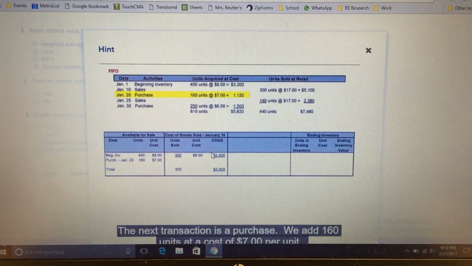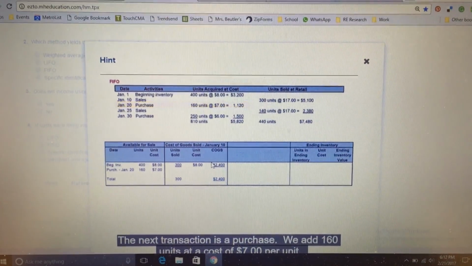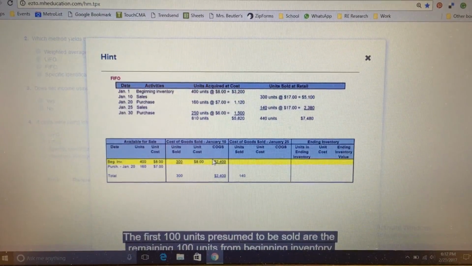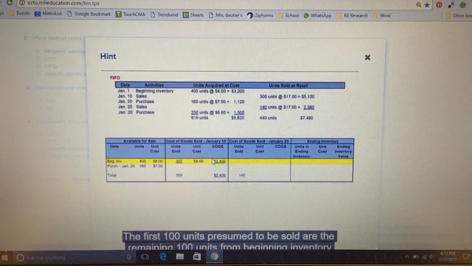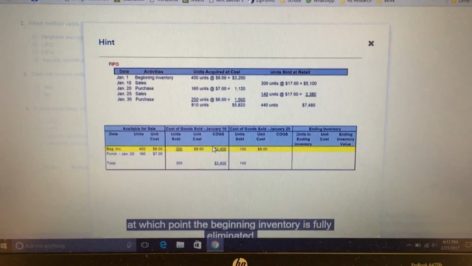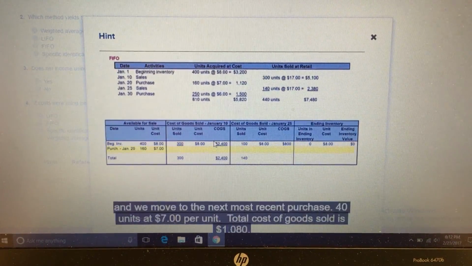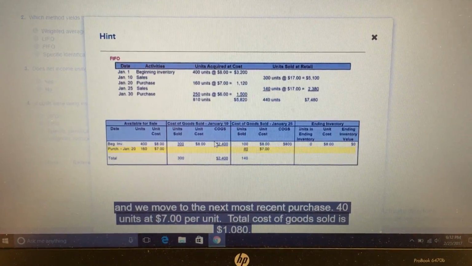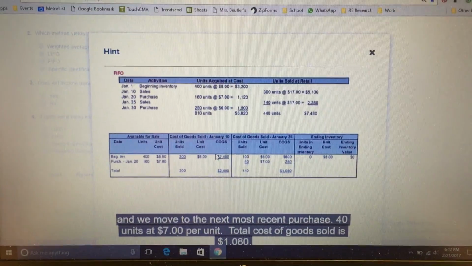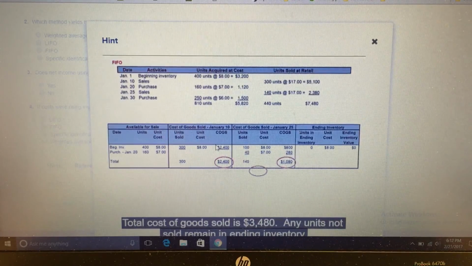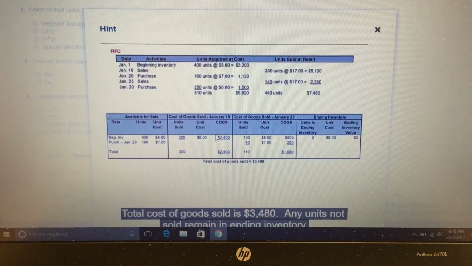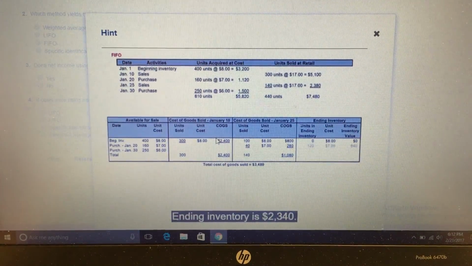We had 160 units at a cost of $7 per unit. On January 25th, we have an additional sale. A total of 140 units are sold. The first 100 units presumed to be sold are the remaining 100 units from beginning inventory, at which point the beginning inventory is fully eliminated, and we move to the next most recent purchase, 40 units at $7 per unit. Total cost of goods sold is $1,080. Total cost of goods sold is $3,480. Any units not sold remain in ending inventory. Ending inventory is $2,340.